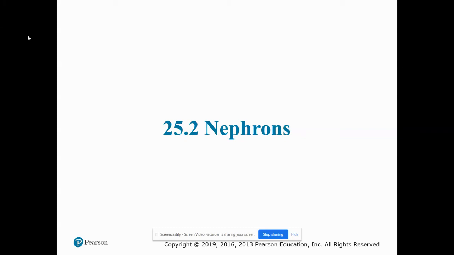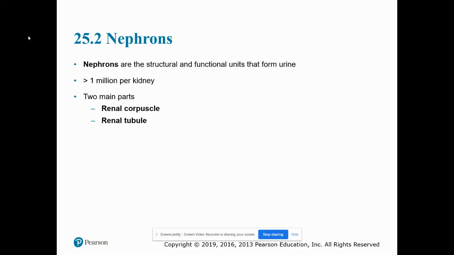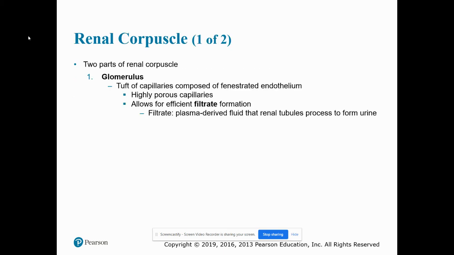We're still on chapter 25, and now we are going to talk about nephrons. Nephrons are the structural and functional units that actually form urine. There are more than 1 million per kidney, and there are two main parts: the renal corpuscle and the renal tubule. There are two parts of the renal corpuscle.